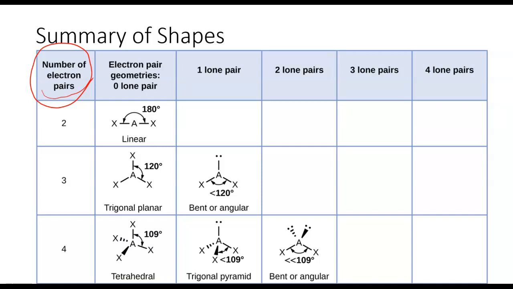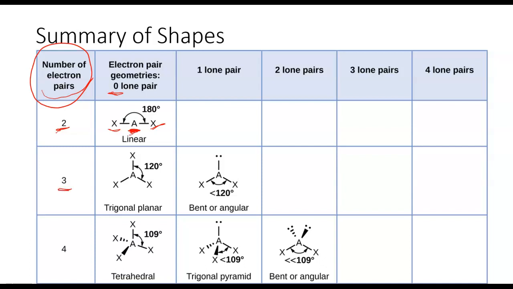So this could be a number of single bonds, it could be double bonds, it could be triple bonds. It doesn't matter how many of them. We'll take a look at some examples. The electron pair geometry, 0 lone pairs, so we're looking at the center atom. So this center atom has 0 electron pairs that are to itself, and there's 2 things that are bound to it. That's what this 2 means. 2 things bound, and there's no lone pairs.